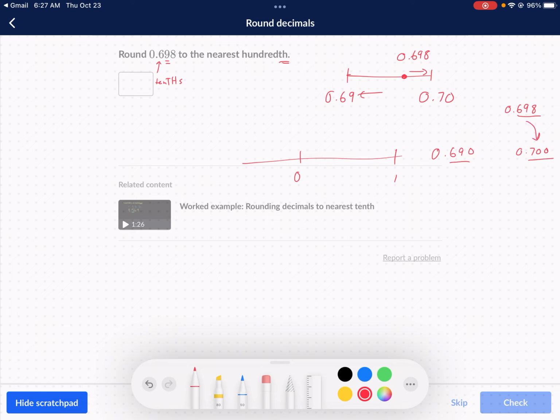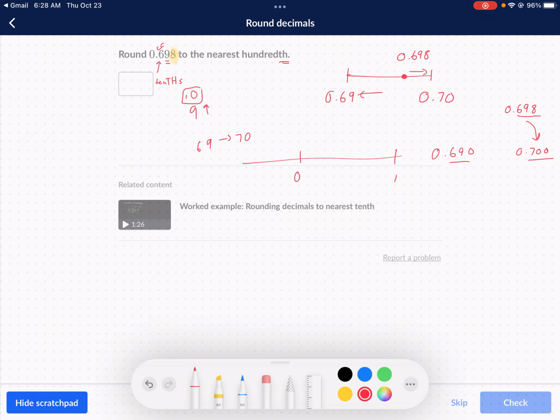So that's one way to think about it visually. Another way is to just consider our rules. Our hundredths place is that 9. The next number is an 8. 8 is bigger than 5, so we're going to round that number up. Now, 9, how do I round 9 up? Well, the next number up is 10. So basically, I have to add that 1 to the next number. If we're going from 69, we need to move up 1 to 70. So that's how it works.